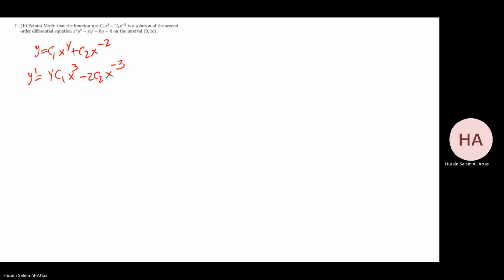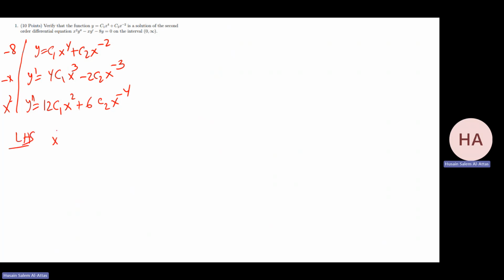Correct? Y double prime will be 12 C1 x squared plus 6 C2 x to the power minus 4. So I need to apply this is by x squared, this is by minus x, this is by minus 8. Check in the left-hand side equal to right-hand side. What will be left-hand side? It will be x squared y double prime minus x y prime minus 8y.